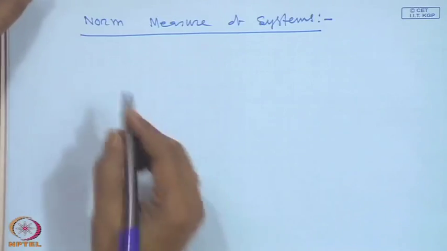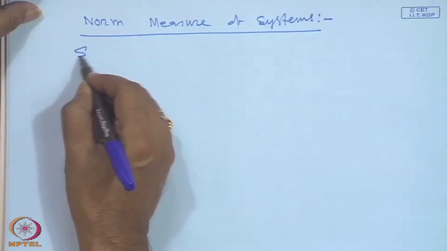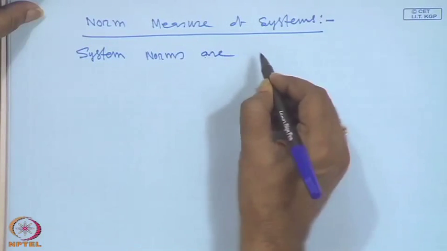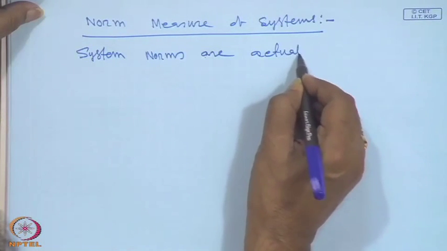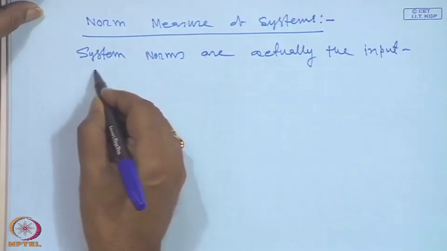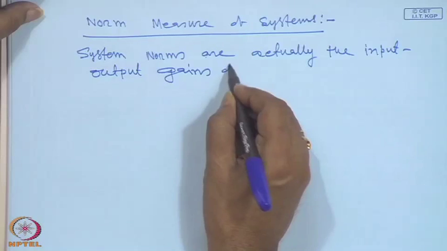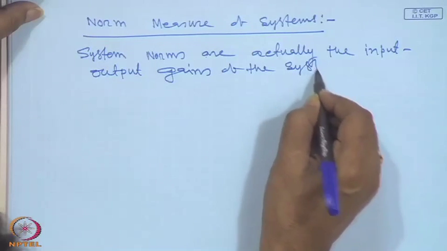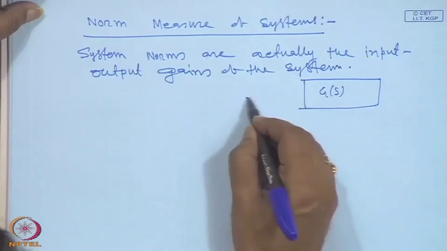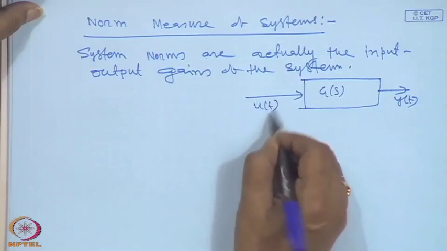So, next is the norm of a system, what does it mean? The system norms are actually the input output gains of the system. So, suppose you have a system G(s), y of t is the output, u of t is the input.